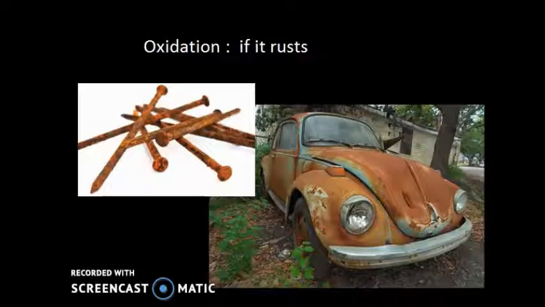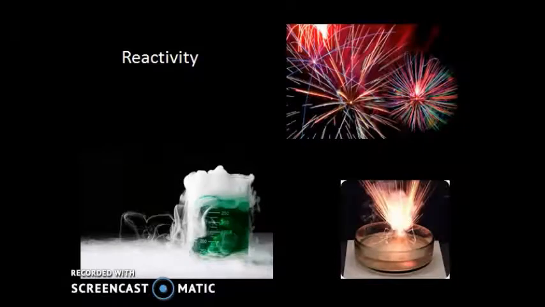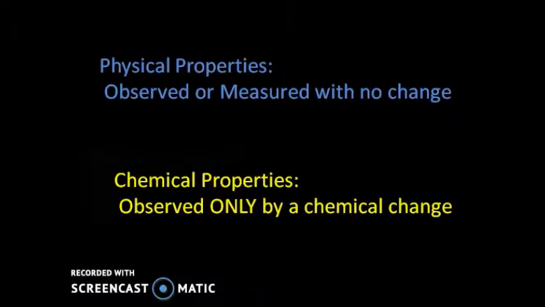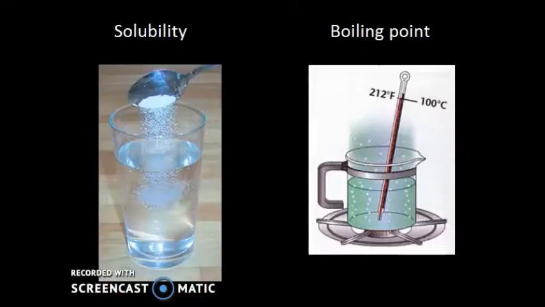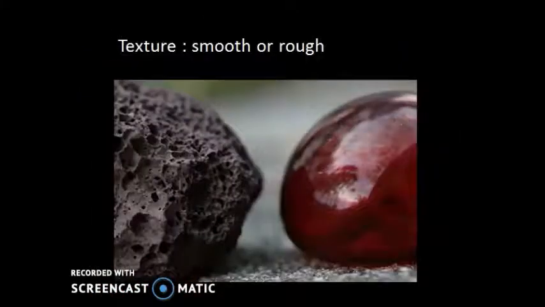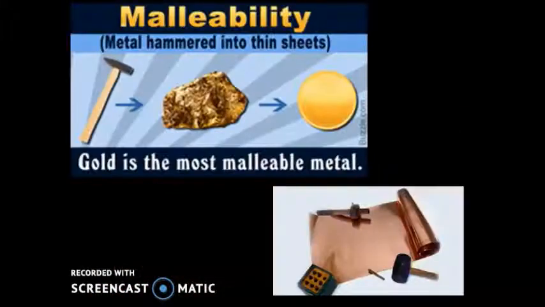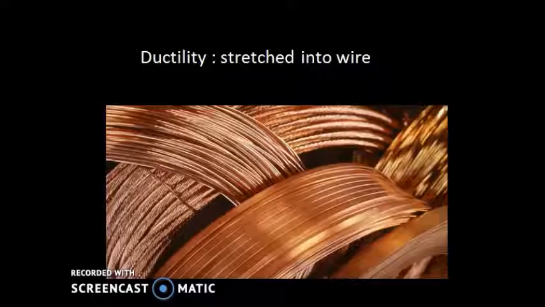Toxicity, oxidation, and reactivity. And then here, physical properties can be observed or measured with no change. That's changes in state, color, solubility, boiling point, texture, malleability, and ductility. All right, I'm sure there's a few that I've missed, but hopefully you get the idea.